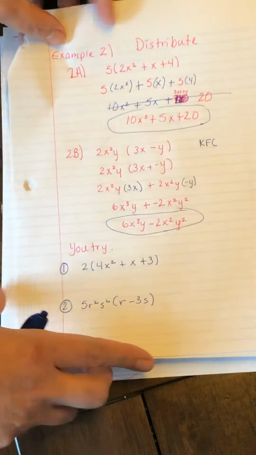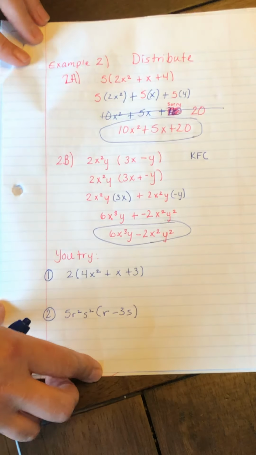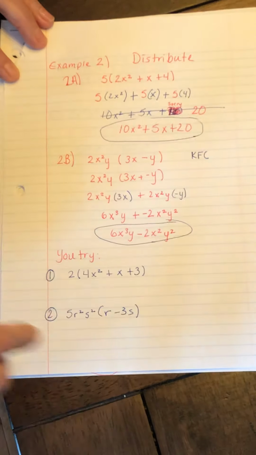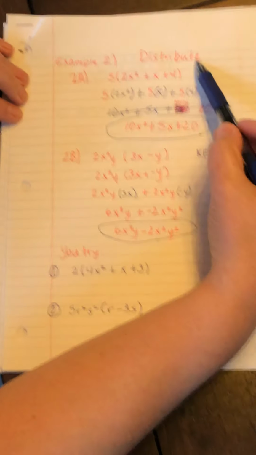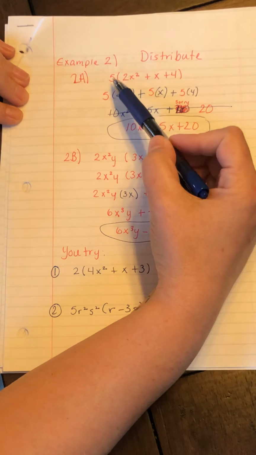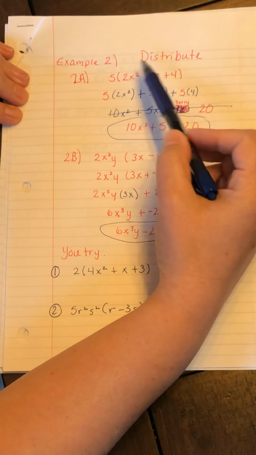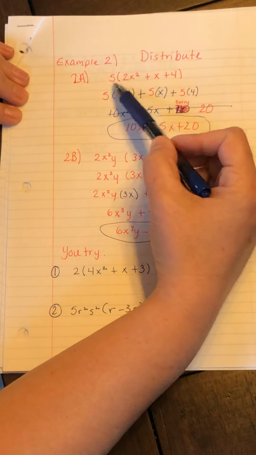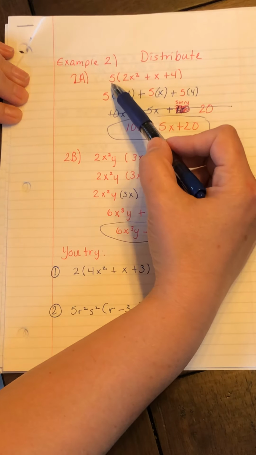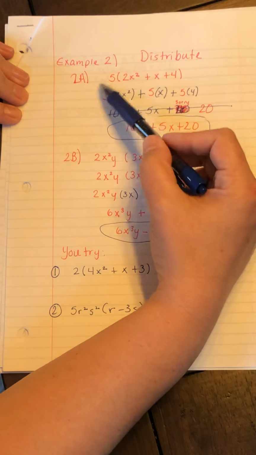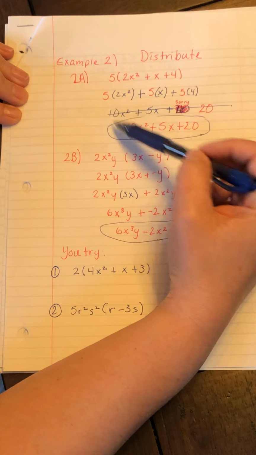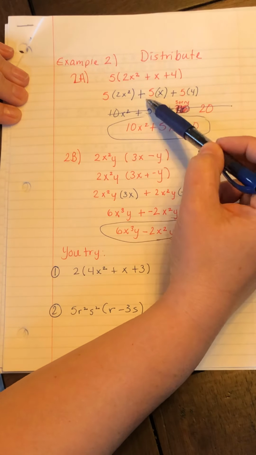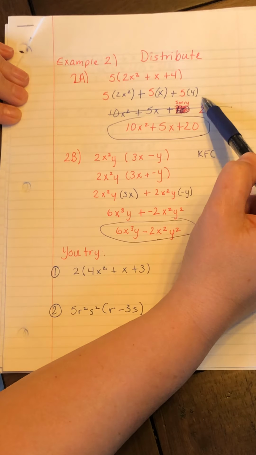The next one. Remember, at any time if it's too fast, you pause, rewind, whatever you need to do. So we have here, we're going to distribute now. So instead of just multiplying, we have the distributive property. It used to be you would just have a binomial here. So here we have a trinomial. So it's going to be 5 times 2x squared plus 5 times x plus 5 times 4. So we end up with 10x squared plus 5x plus 20.